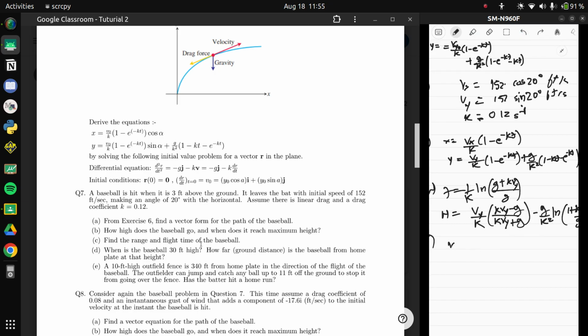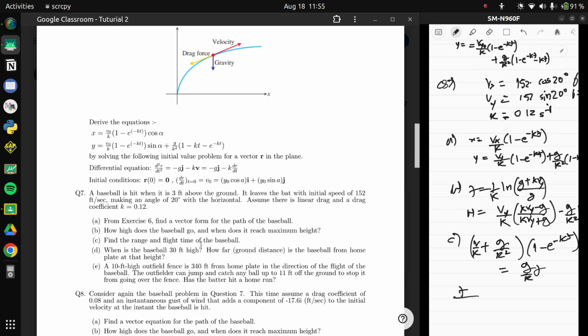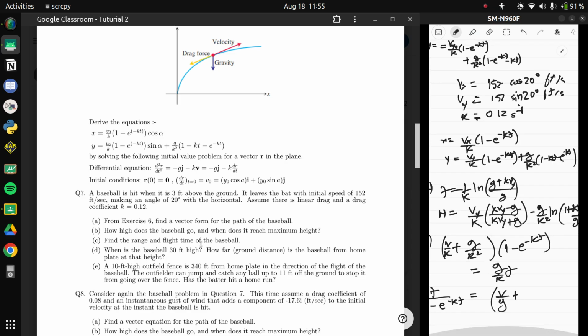I'm just gonna call this V for now, because that Y thing is hard to write. So V plus V upon k plus g upon k squared, that times of 1 minus e power negative kt, right? And then that's equal to this thing, so it's just equal to g by k times of t. So what does that mean? That just means that t upon 1 minus e power negative kt is equal to, if we just divide by g by k, v by g plus, is that g by k or k squared? No, it's g by k, sure. So just 1 upon k.